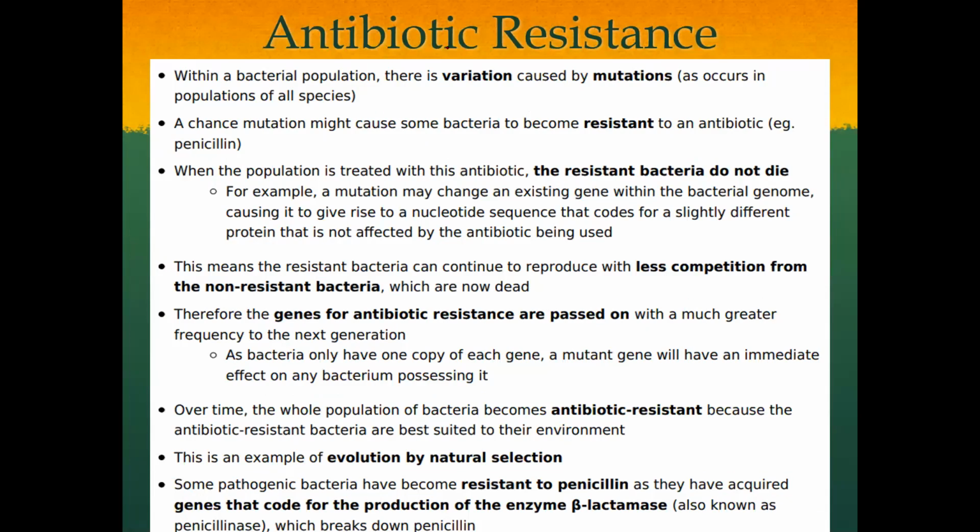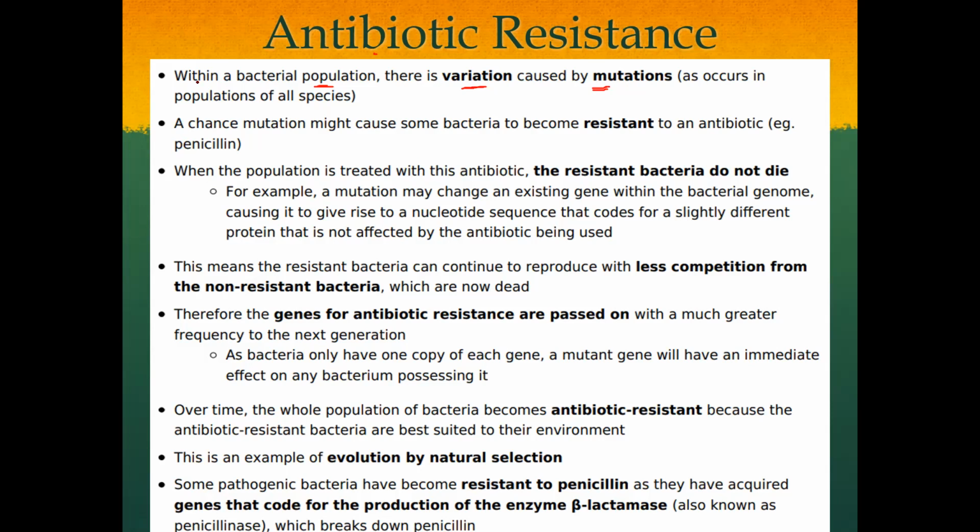All right then, let's talk about antibiotic resistance. Within a bacterial population, there is variation caused by mutation. Let's say a person does not complete the antibiotic course, so bacteria will become resistant. They can undergo mutations, and the same happens all the time in other species as well. So a chance mutation might cause some bacteria to become resistant to an antibiotic.